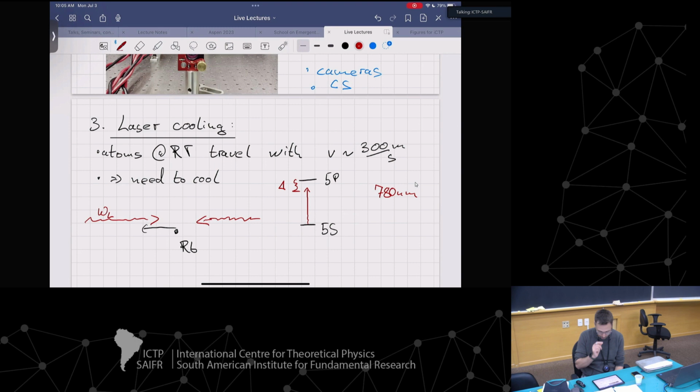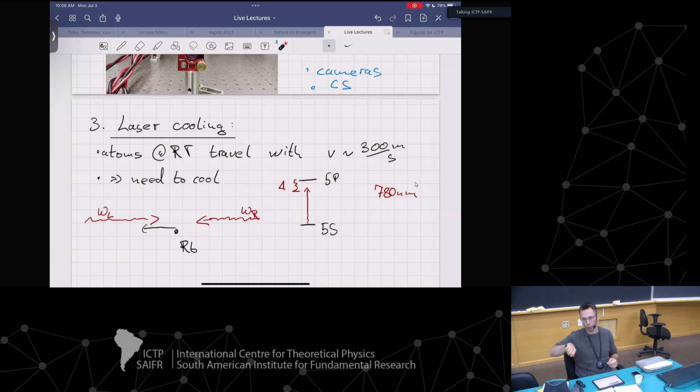And now the atom, if the atom was stationary, this laser beam here is not on resonance with the atom. So if the atom was standing still, the laser beam is off resonance, so the probability to excite the atom is low. That's good, maybe, because in the end, if the atom was at a standstill, we don't want to push it with the laser beam anymore.